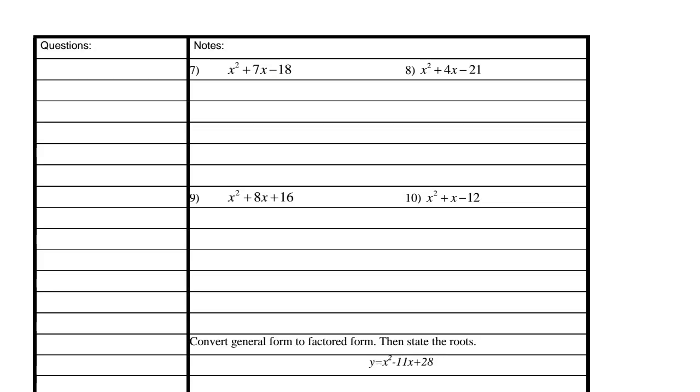All right, on the back side here, I'm only going to do 7 and 10, and then you can try 8 and 9 on your own, and then we'll look at that big problem down below. So again, we're going to go through these same steps. What adds to 7 and multiplies to negative 18?